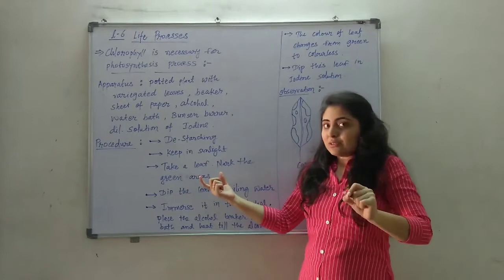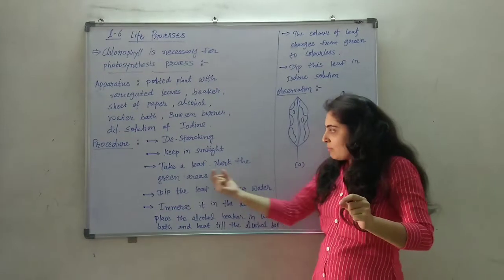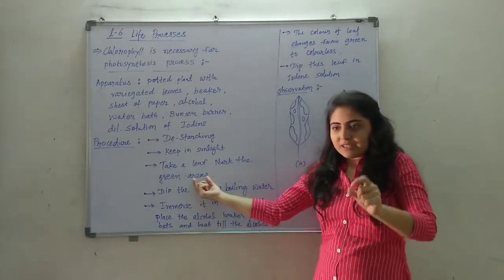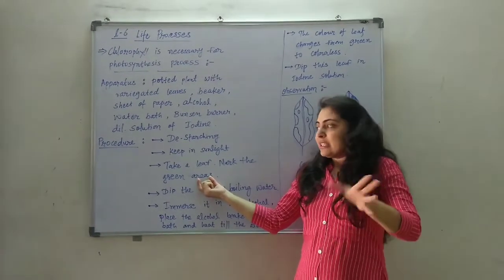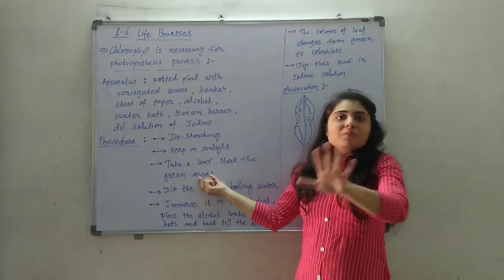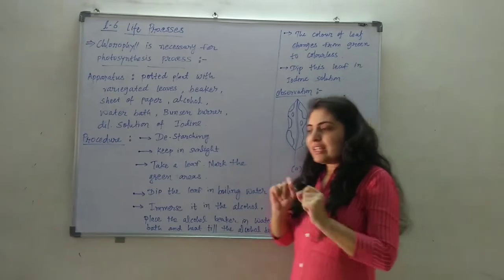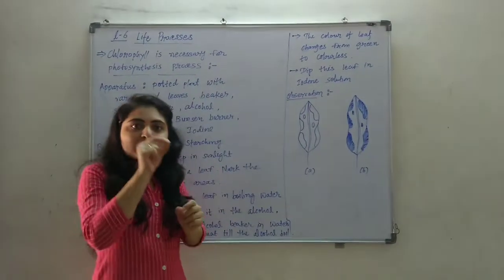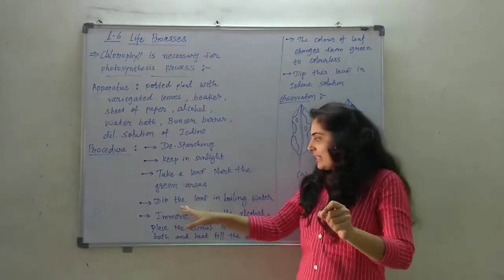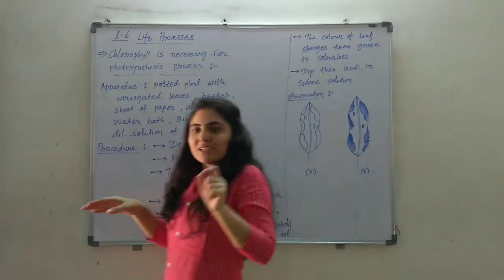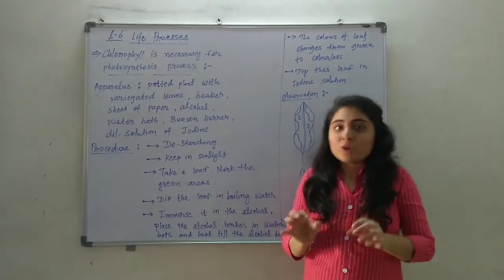Now, to check the presence of starch, take a leaf from the plant and mark the green area. It is a variegated leaf, so it has some area as green, which represents the presence of chlorophyll, and some areas having different pigments where chlorophyll will not be present. The next step is to dip the leaf in boiling water. When the leaf is dipped in boiling water, the cell membrane will be ruptured, so the cell will die, and as the cell membrane is broken down, we can test the starch present in the cell very clearly.